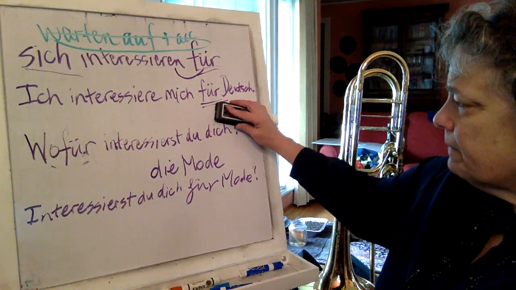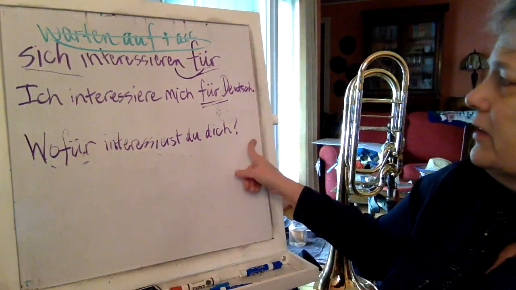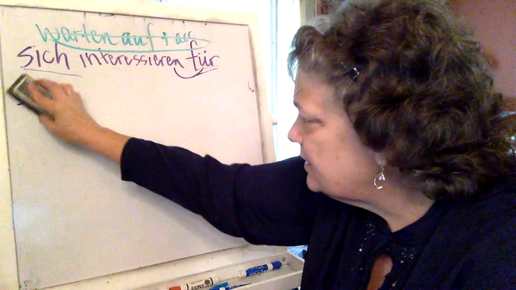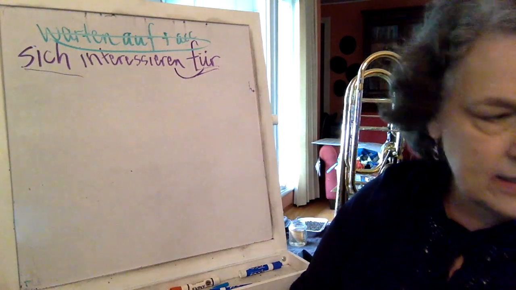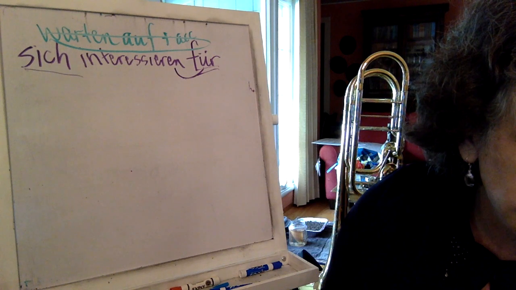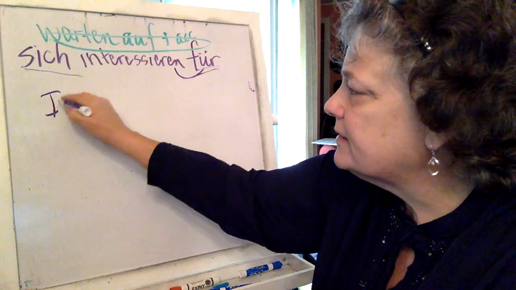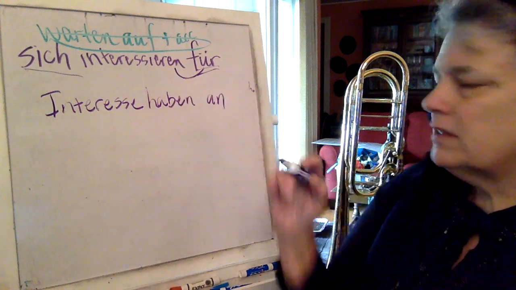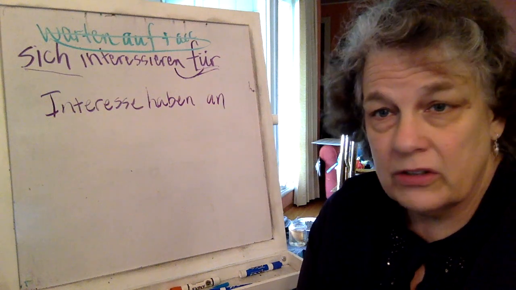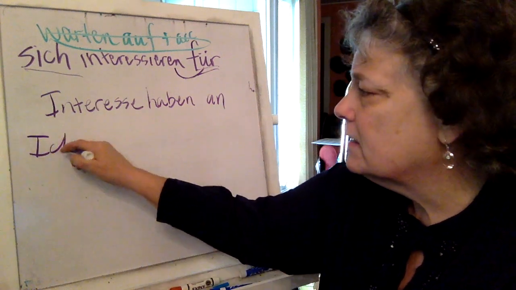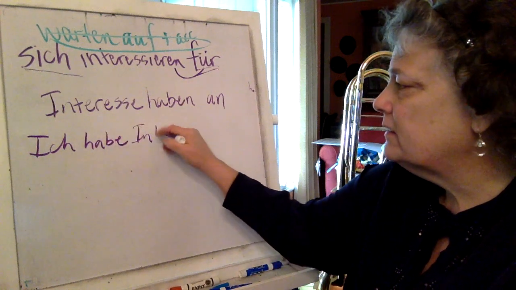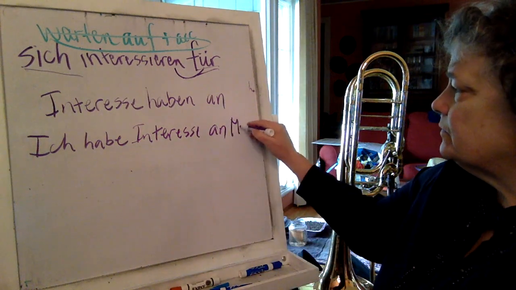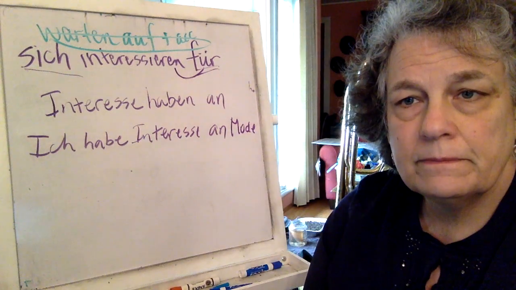Okay? So I'm going to erase this. So there's the... now I'm going to erase this too. So we have sich interessieren für, and the second way to say you're interested in is Interesse haben an. Okay? So there's no reflexive, so you'll like this better. So you can say ich habe Interesse an, okay, Mode. Okay? That's all there is to it.